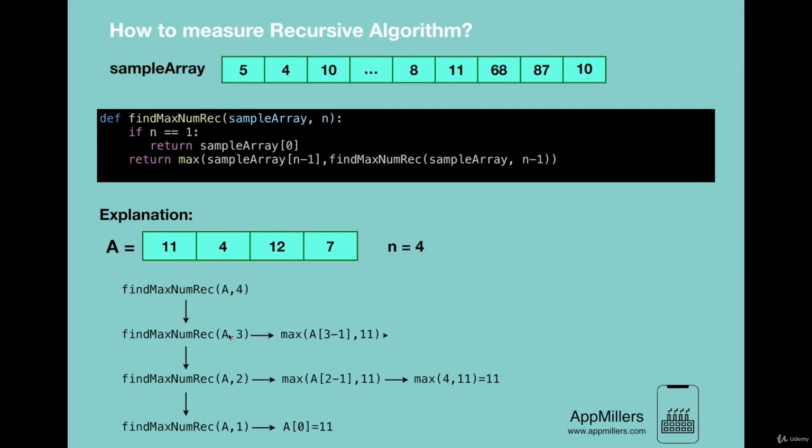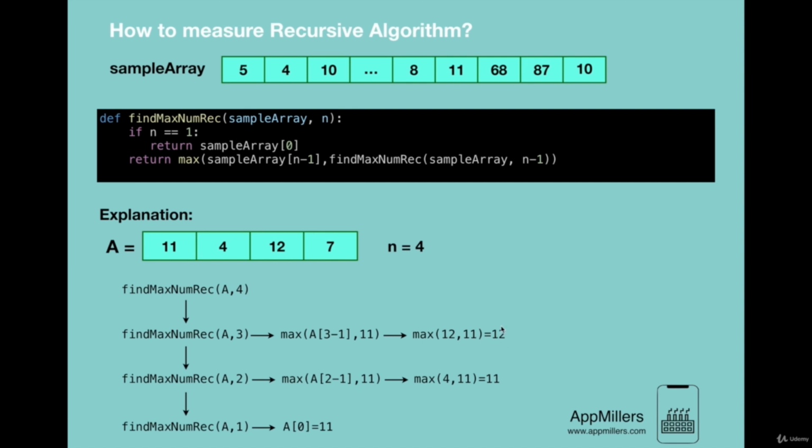The return value from this function will be, we are comparing a2, 3 minus 1 will be a2, with the value that we get from here. From here we got 11. So what's the a2 value? The a2 value here, which is the third element in our list, is 12. So we compare 12 with 11. The maximum value between these two is 12.